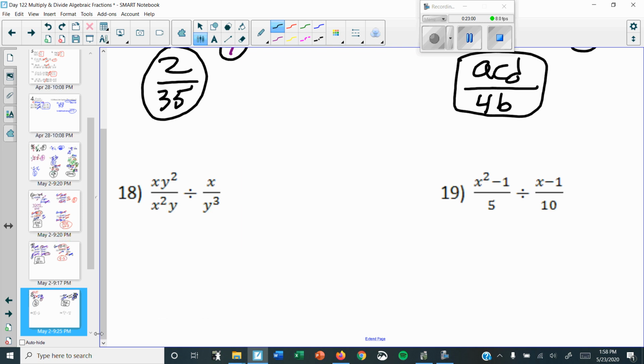The next one. Keep, change, flip it. That was much easier to flip. Okay, cross those off. Let it begin. Okay, where should I start?